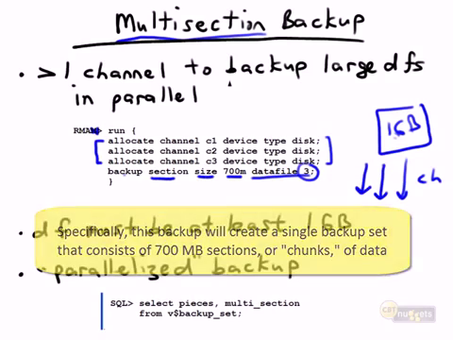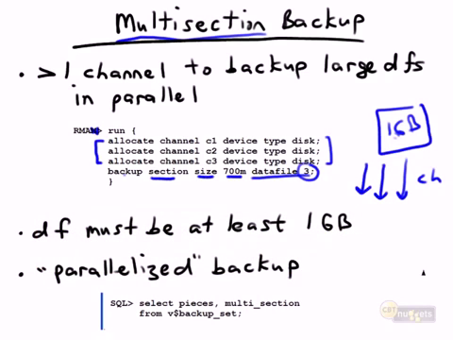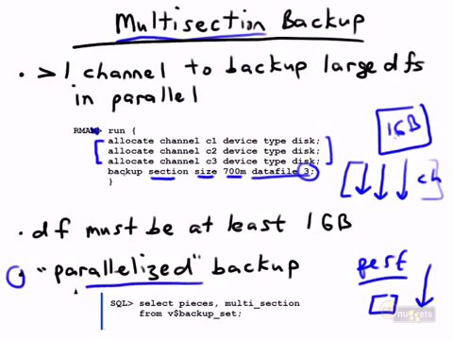So again, this is like a multiplexed backup going to be done for performance reasons where we want to make smaller the amount of time it takes to back up our data. In other words, to reduce our recovery window. Now this feature, multi-section backups, of using more than one channel to back up a single data file, gives us what's called a parallelized backup because we have more than one channel working in parallel.